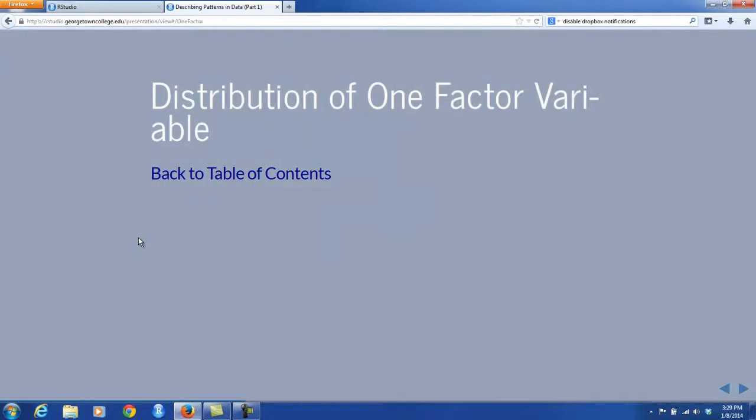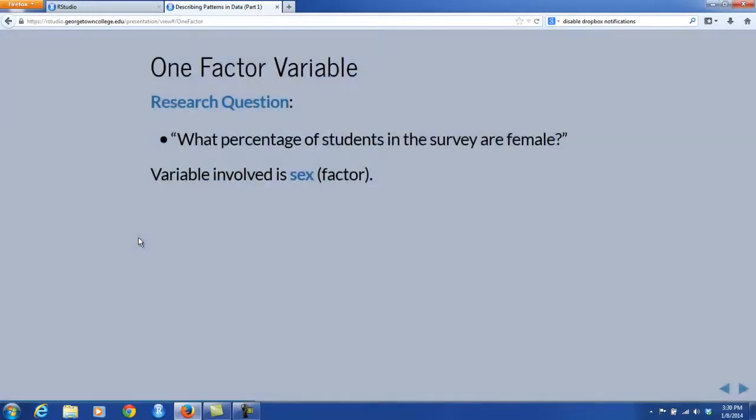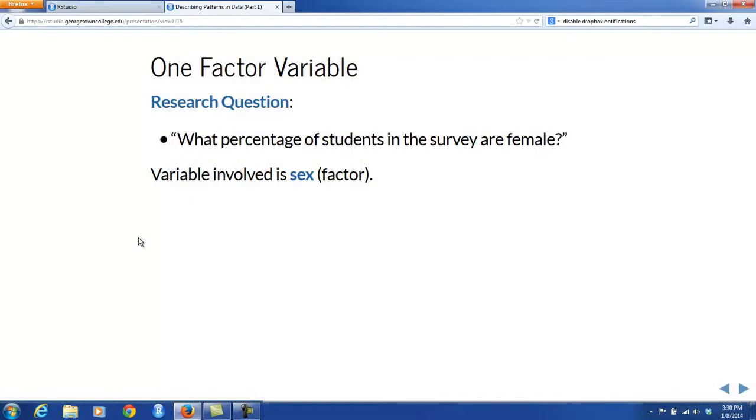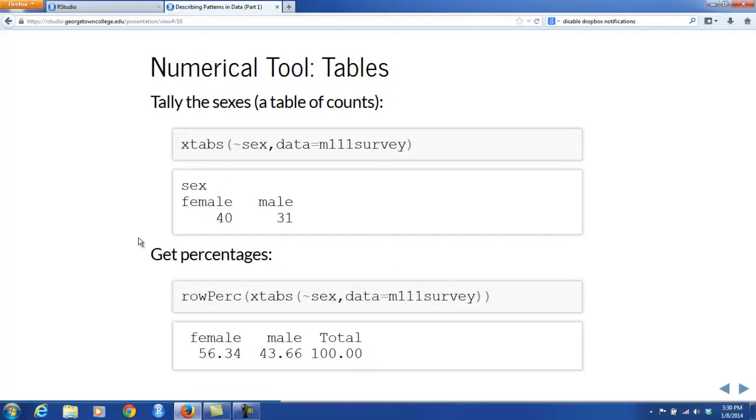So let's first start with research questions that involve the distribution of one factor variable. So from our examples, I might pick out: what percentage of students in the survey are female? This was the one that involved a single factor variable, sex. There are numerical and there are graphical tools for engaging in this research question. The numerical tool would be tables. Now, in its base form, a table is just a tally of the counts of the different possible values of the variable that were found in the data.